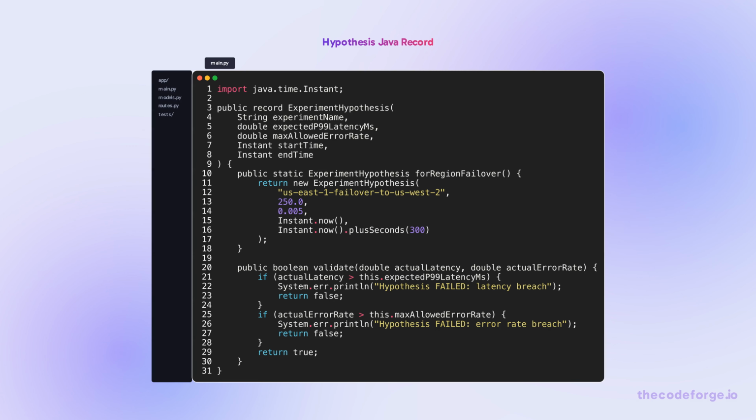Here's a Java record that formalizes an experiment hypothesis. It includes the expected P99 latency, max error rate, and a validate method that checks actual metrics against the hypothesis.